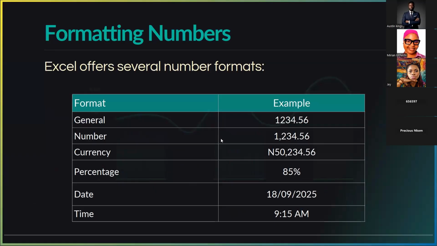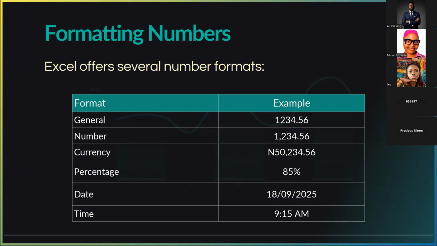So formatting numbers. Excel offers several number formatting options. So you can see the general formatting, which is this. You can see the number formatting. You can see currency formatting. It has a currency before the numbers. Then you can see the percentage. It gives you a percentage right there. You can see dates. It gives you dates format. You can see time right there. So let me just show you currency so that you can just understand, right?